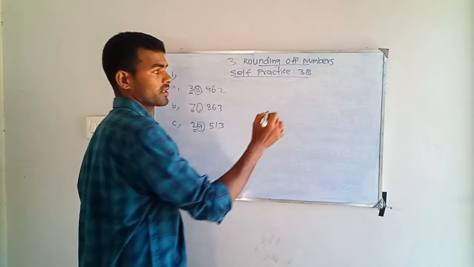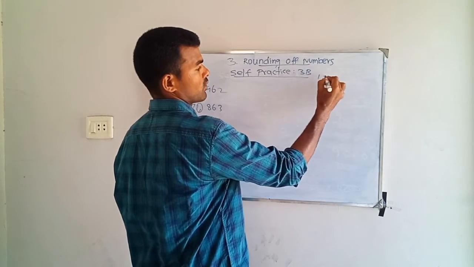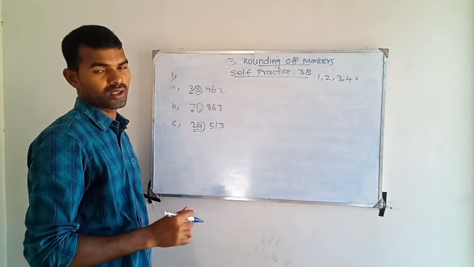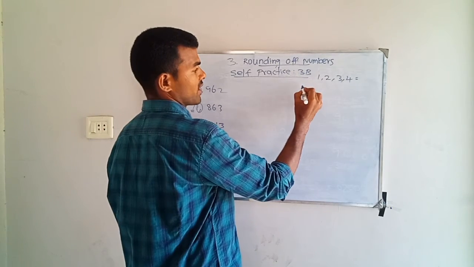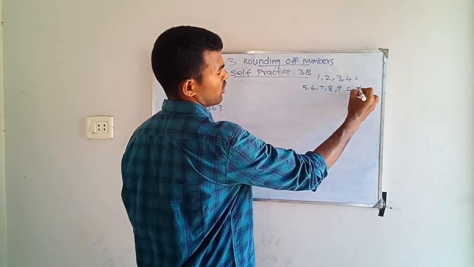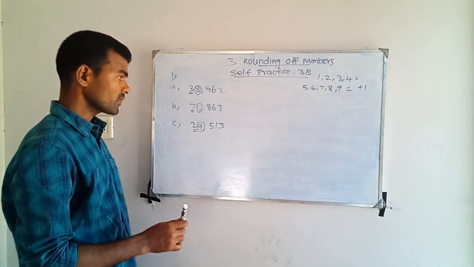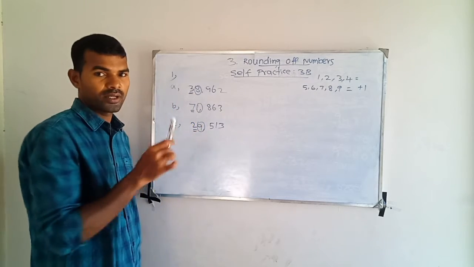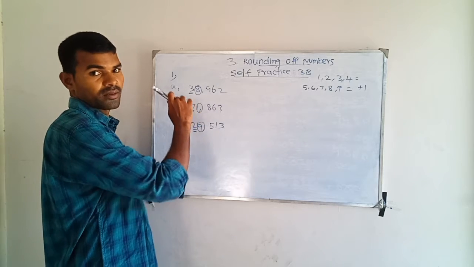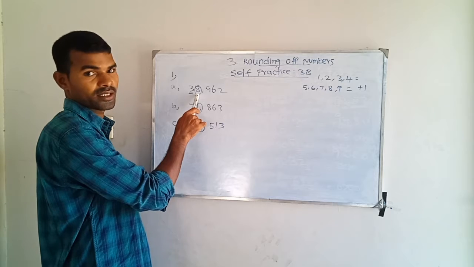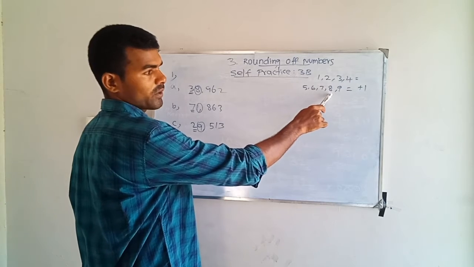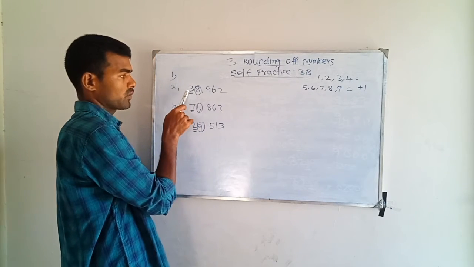If the thousands place has 1, 2, 3, 4, anything coming, you should not change anything. But if it is 5, 6, 7, 8, 9, you have to add one. To round the number in the 10,000 place, look at the right side digit, the thousands place. It is 8 here. 8 is above 5, so we add plus 1 to the 10,000 place.